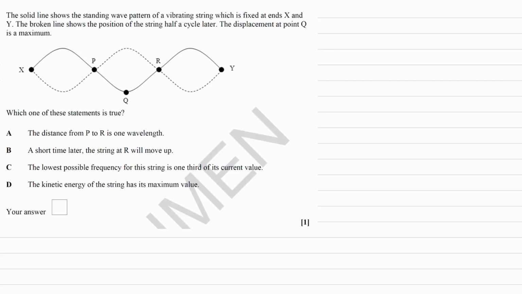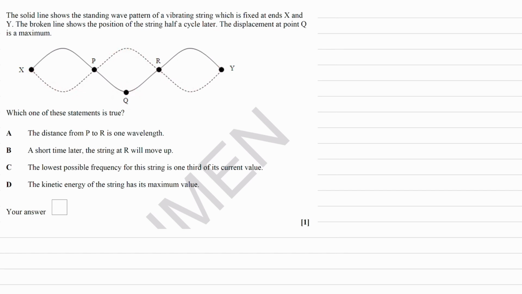The solid line shows the standing wave pattern of a vibrating string which is fixed at ends x and y. The broken line shows the position of the string half a cycle later. The displacement at point Q is a maximum. So, here is our wave at this particular instant in time. Half of an oscillation later, it looks like this, and it's telling us that displacement at Q is a maximum.